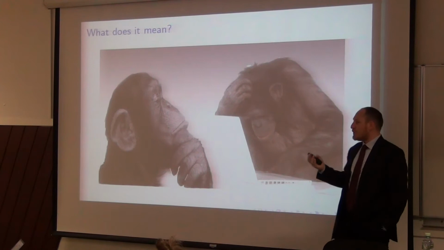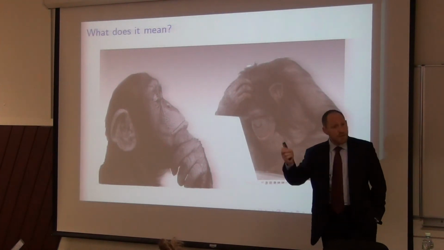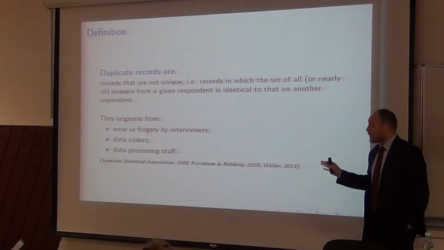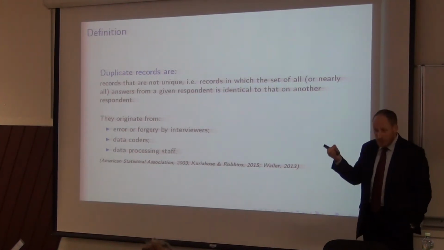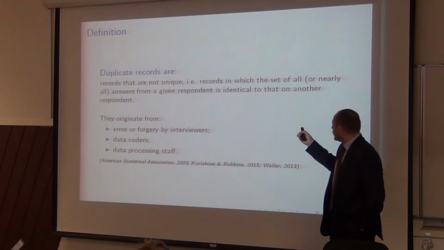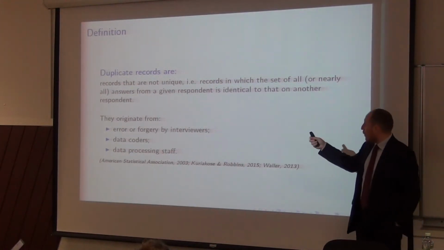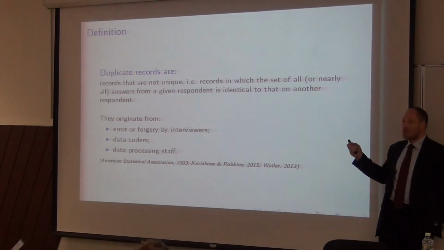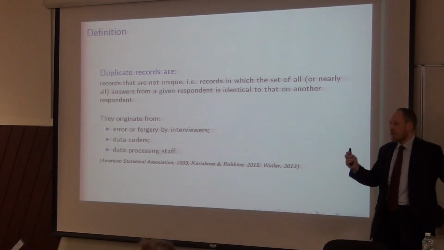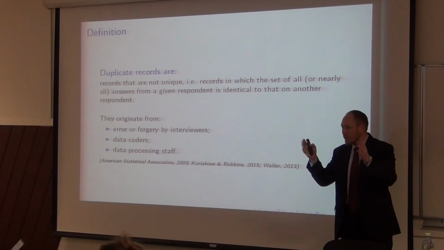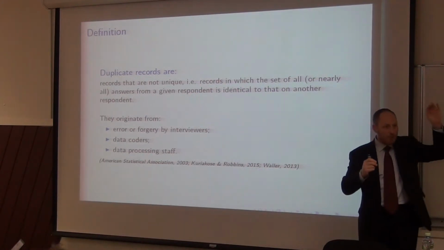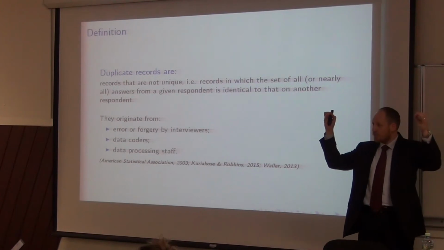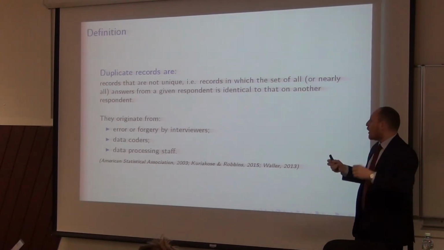So, what is it that we're talking about? This we know. Duplicate records are records that are not unique. Records in which the set of all, or nearly all, answers from a given respondent is identical to that of another respondent. To make it very simple, imagine you have a simple matrix of data, and one observation is entirely copy-pasted n times. This is a duplicated record.